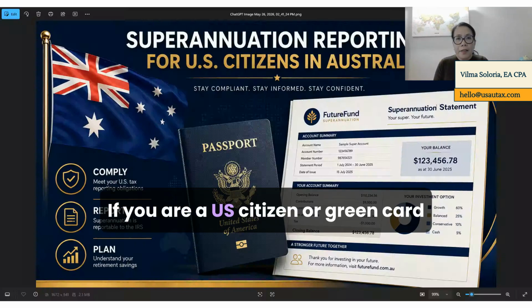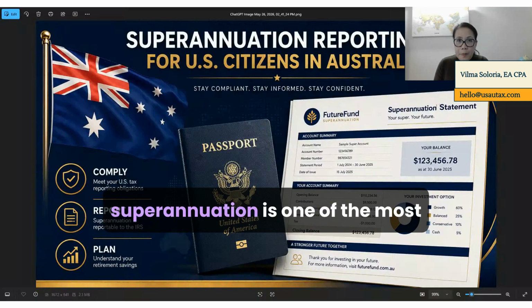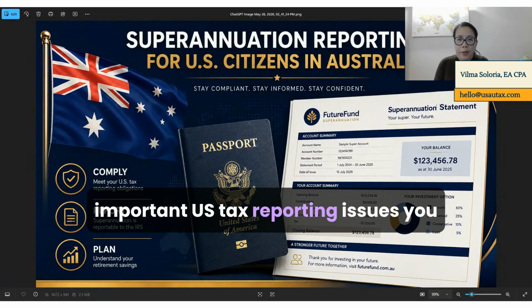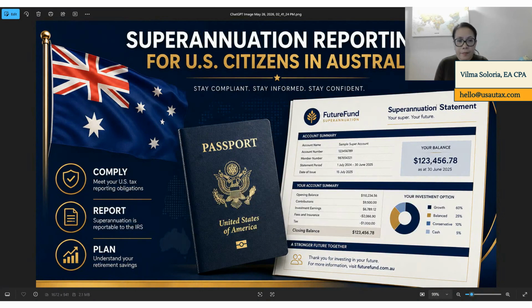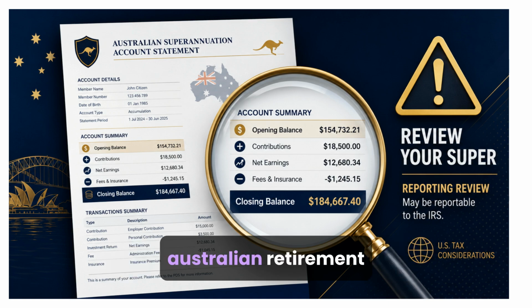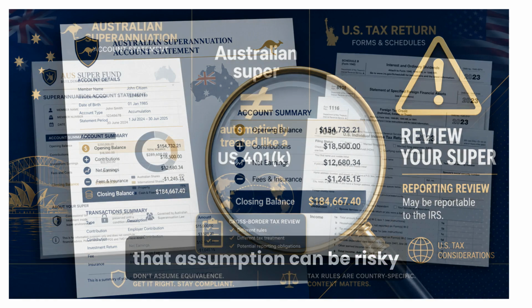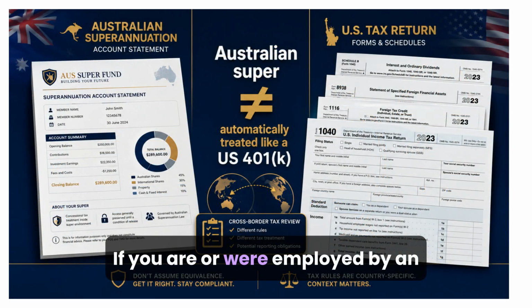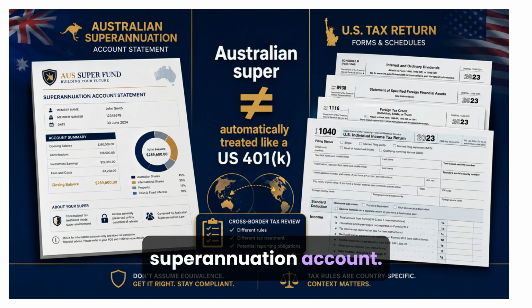If you are a US citizen or green card holder living in Australia, your superannuation is one of the most important US tax reporting issues you should not ignore. If you are assuming that the IRS does not care because it's just your Australian retirement account, that assumption can be risky. If you are or were employed by an Australian entity, you will have a superannuation account.